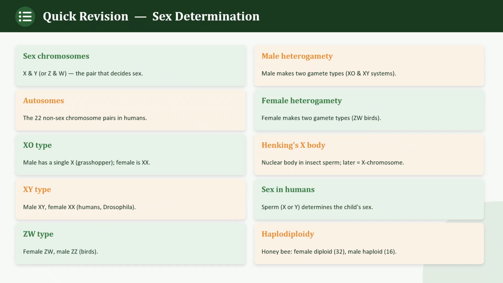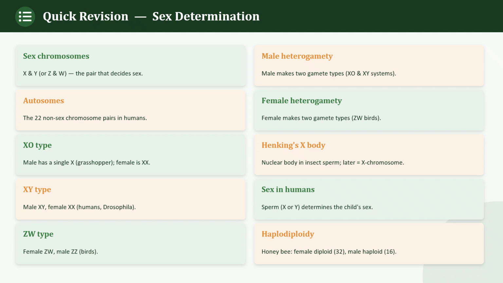Let's have a quick revision. We have some important terms here. Sex chromosomes are chromosomes that determine sex: X, Y, Z, W. Autosomes are all chromosomes except the sex chromosomes. XO type: female is XX, male is XO, as in grasshopper. XY type: female is XX, male is XY, as in humans and fruit fly.